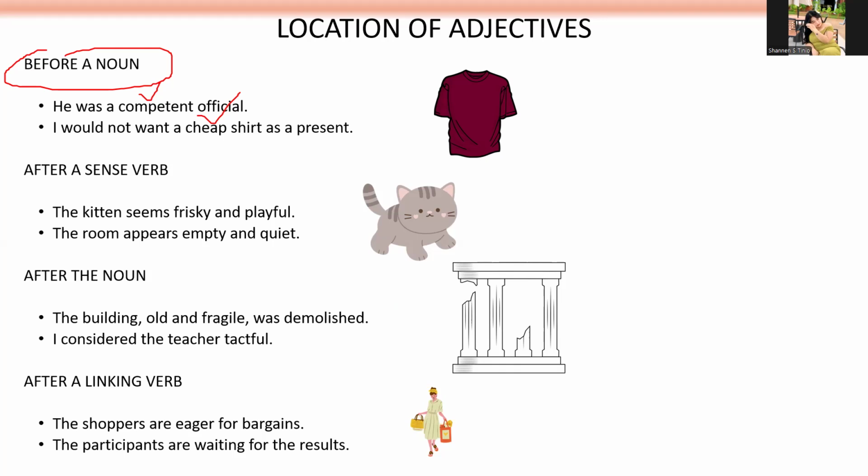Okay, next. If the adjective is a sense verb. Okay. For some of you, first time nyo palang narinig yung sense verb. Because it's not commonly talked about. But from the word itself, sense, it talks about the 5 senses of humans. Can you please tell me what are the 5 senses of humans?